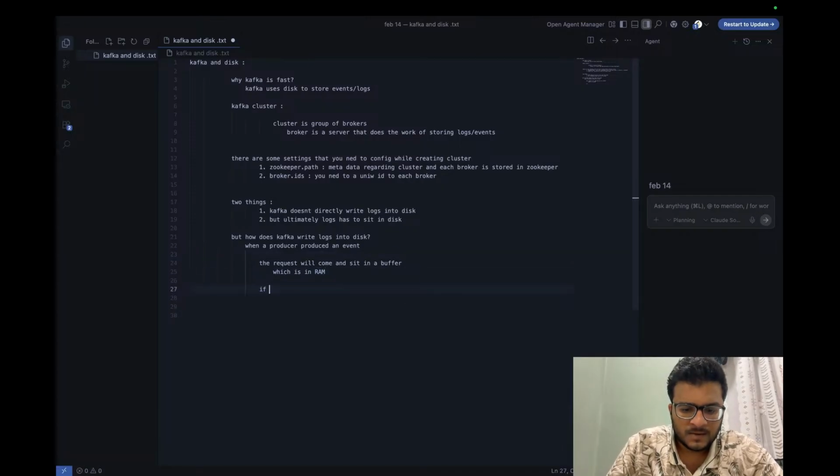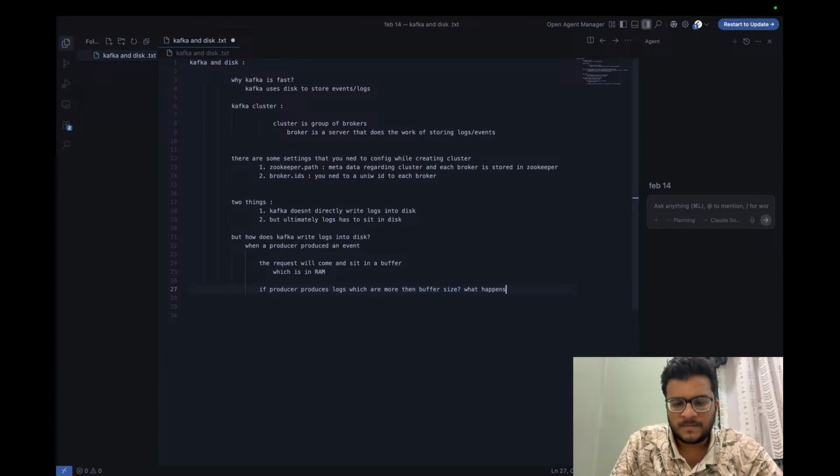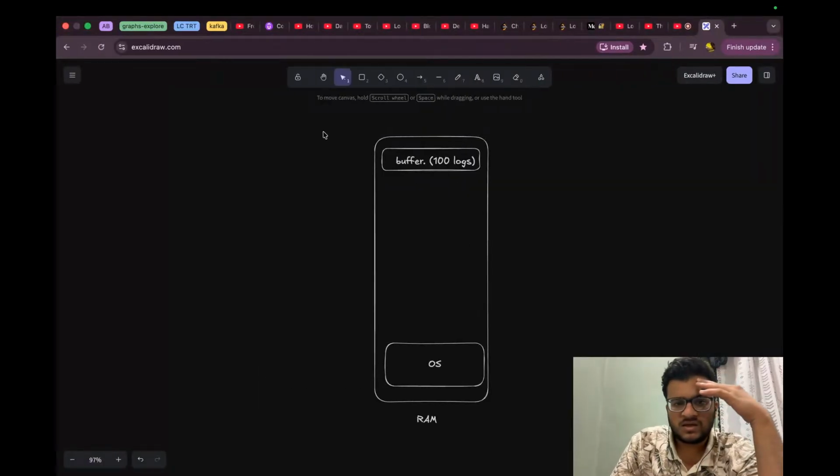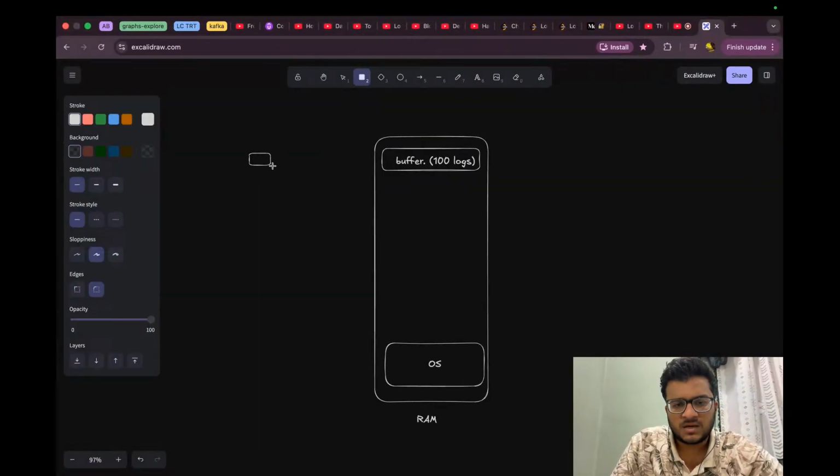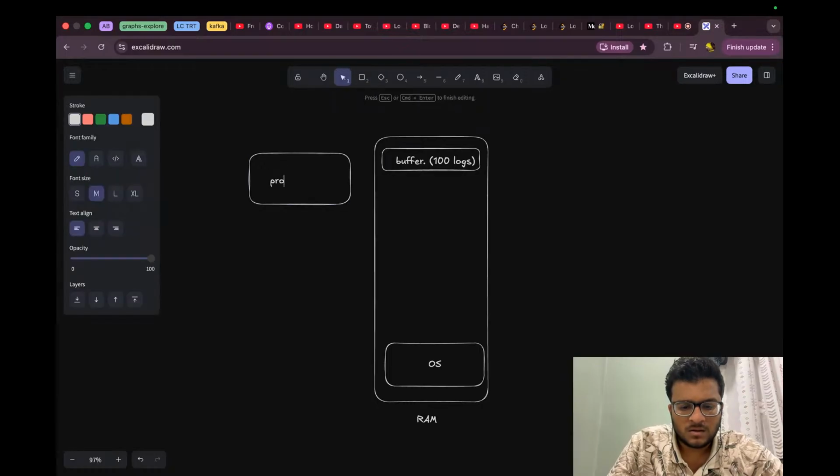So you can ask, what happens if the producer produces messages, produces logs, which are more than the buffer size? The answer is simple. If the producer is sending 1,000 logs per second and the buffer size is only 100, you cannot accumulate 1,000 in 100, right?